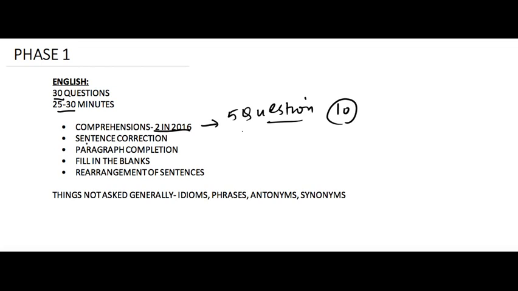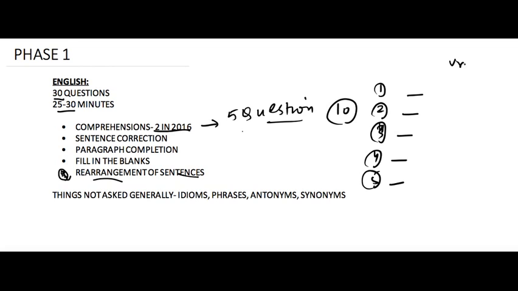Other important areas are sentence correction, paragraph completion, fill in the blanks, and rearrangement of sentences. Now, this subsection, rearrangement of sentences, is considered to be one of the most difficult ones. In rearrangement, there are 4 to 5 statements, and you have to rearrange these statements in order to make an understandable paragraph.